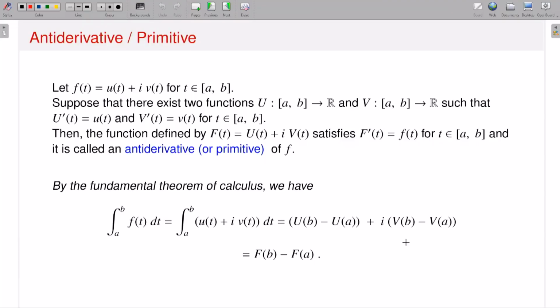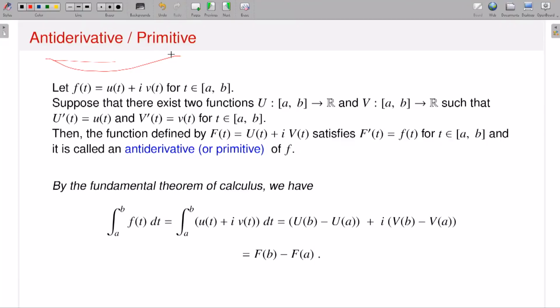Now you can talk about what is called the antiderivative or primitive. What is the antiderivative or primitive? If I have a function f, and there exists a function capital F whose derivative is my given small function f, then this capital F is the primitive of f. And if I have a primitive of f, then I can easily calculate the integral from a to b of f(t) dt by using the fundamental theorem, using the primitive.